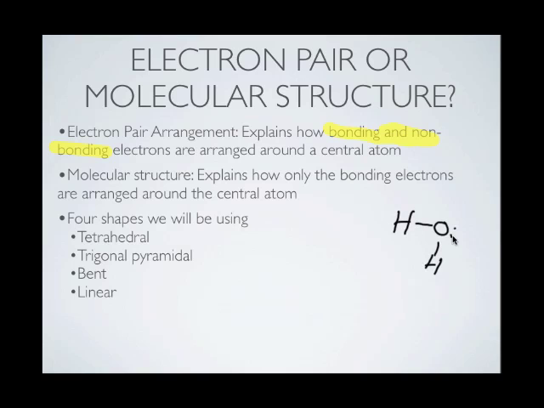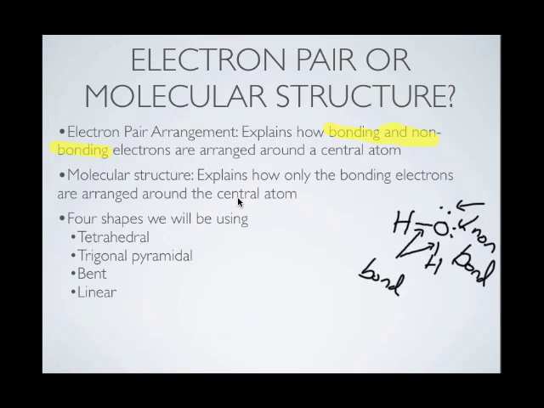So for water, for example, there is a bonding pair connecting oxygen to one hydrogen and a bonding pair connecting oxygen to the other hydrogen. And then you've got two non-bonding pairs sitting there on the oxygen. Those are lone pairs, non-bonding. So why do we have to be concerned with that?